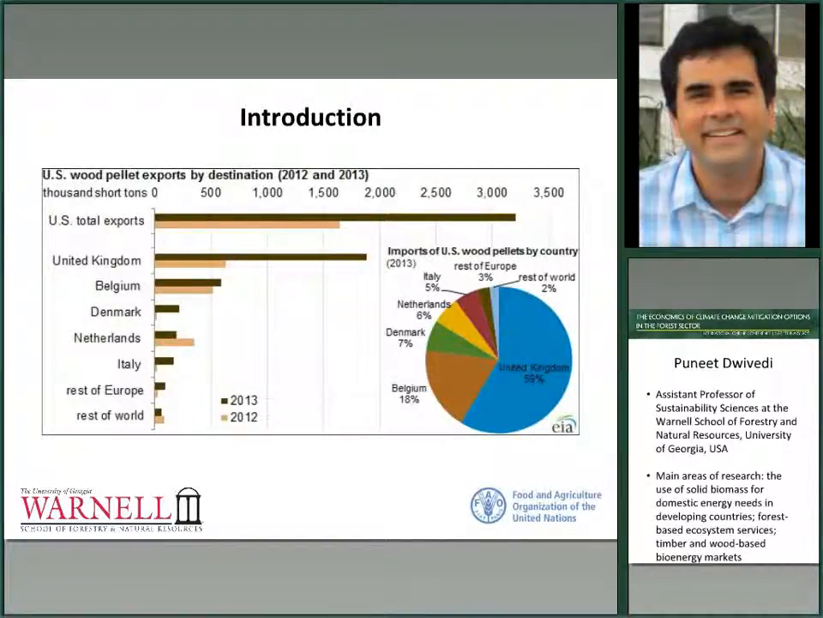In 2013, the United States exported about 3 million short tons of wood pellets to European countries so that they could meet the European Union's goal of sourcing 20% of total energy from different renewable sources, including solid biomass, by the end of 2020. As you can see from this figure, about 60% of the wood pellets exported from the United States went to the United Kingdom. To the best of my knowledge, there is no study which has simultaneously evaluated the environmental and economic performance of transatlantic wood pellet trade using a common system boundary and similar set of assumptions.